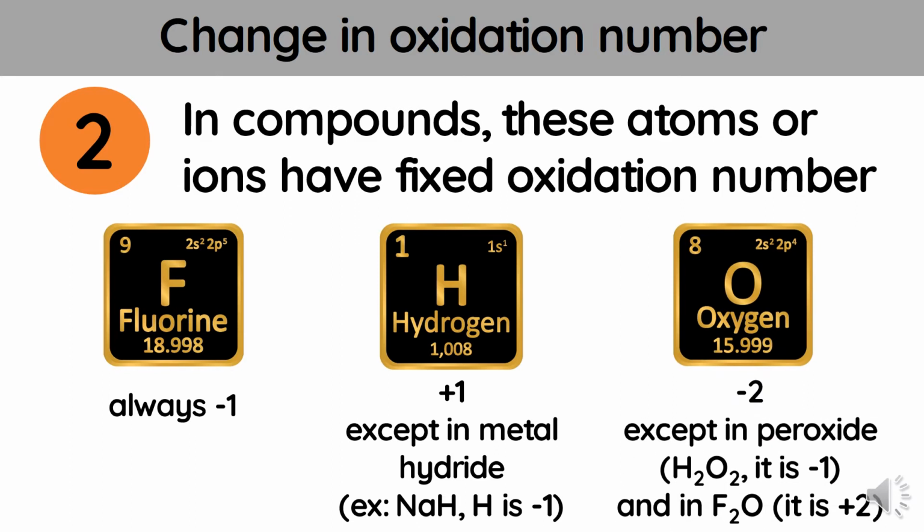Oxidation number of oxygen is negative 2, except in peroxide, H2O2, where it is negative 1, and in F2O where it is positive 2.